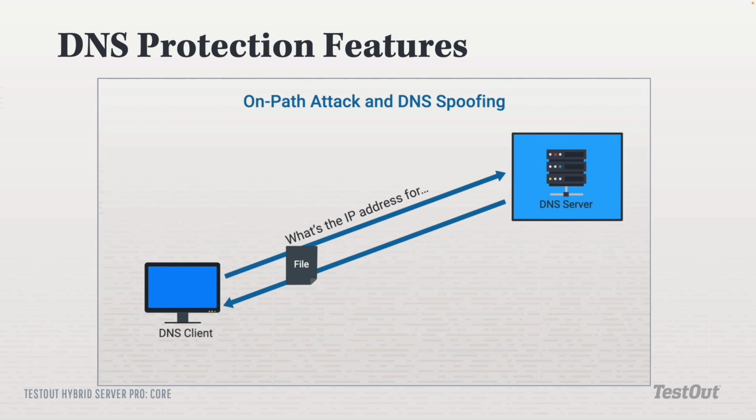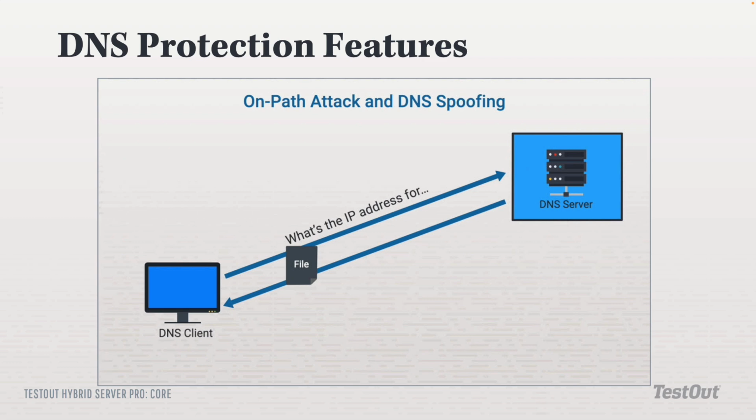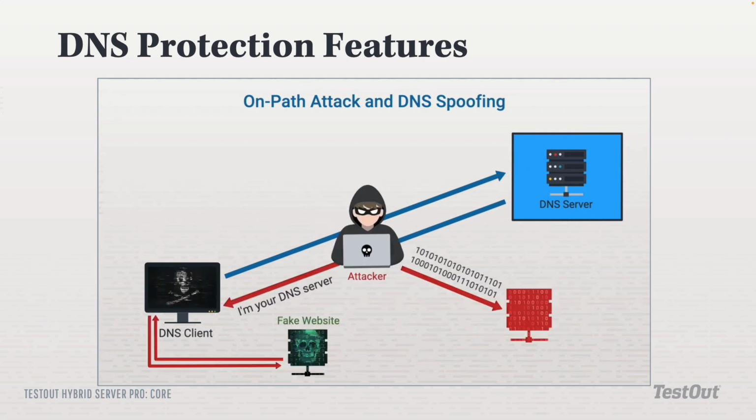So with our DNS protection, we have our on-path attack and DNS spoofing. Okay? With this, our bad guy can sit in the middle and say, hey, I'm your DNS server, and then send you to a fake website. So if you're going to your bank, if they are able to inject themselves and say that they are your DNS server and that they are the single source of truth, then they can redirect that traffic to a bad website and do credential grabbing.